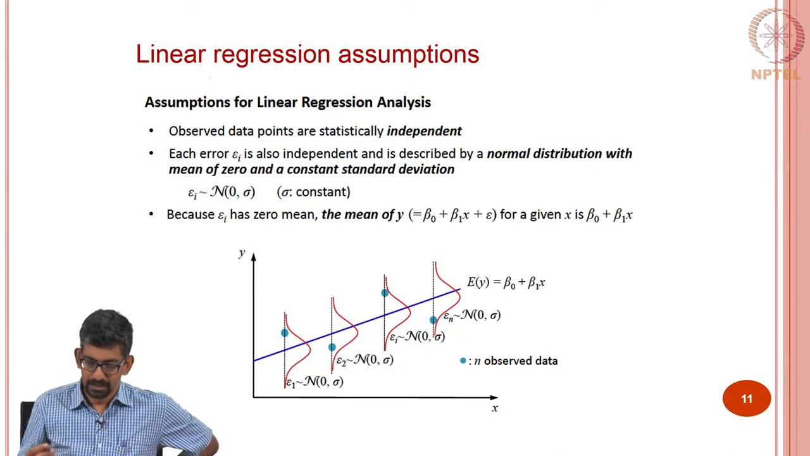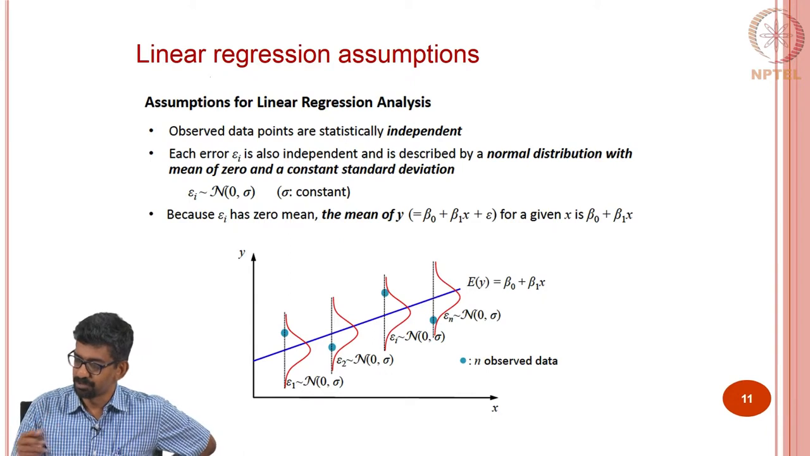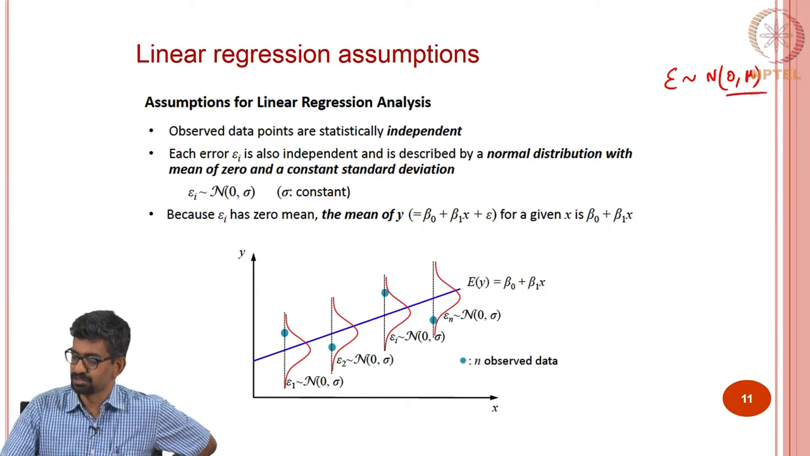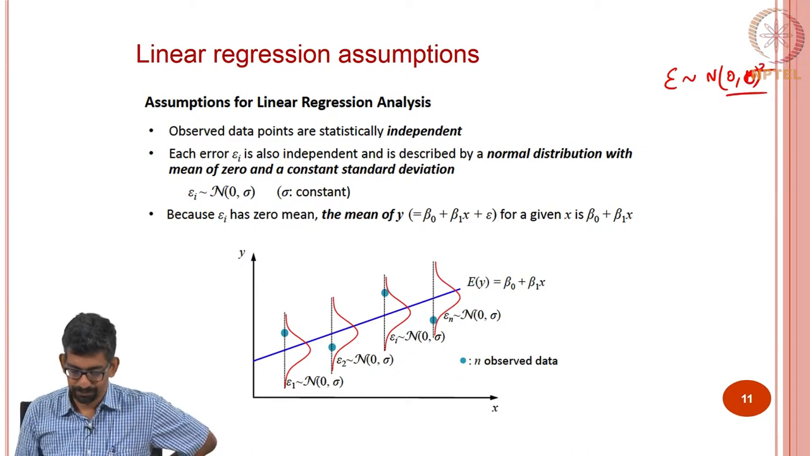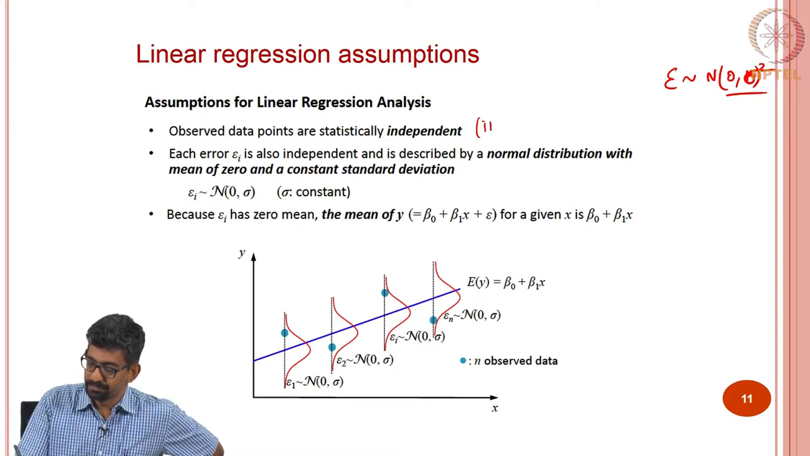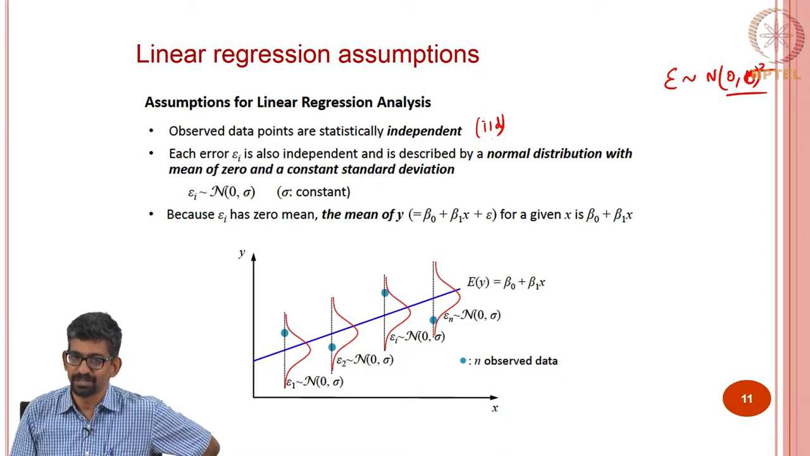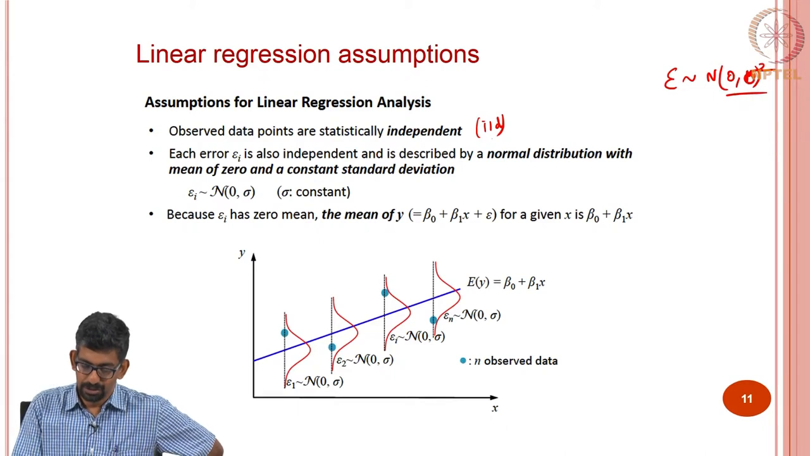Okay. So what are the assumptions that go into linear regression? If you remember, I told you that epsilon follows a normal distribution with 0 mean and some standard deviation, okay. The observed data are statistically independent, it's usually called IID. Okay. What is IID? Identically and independently distributed. They are identical samples, independently distributed. Okay. So each error is also independent.